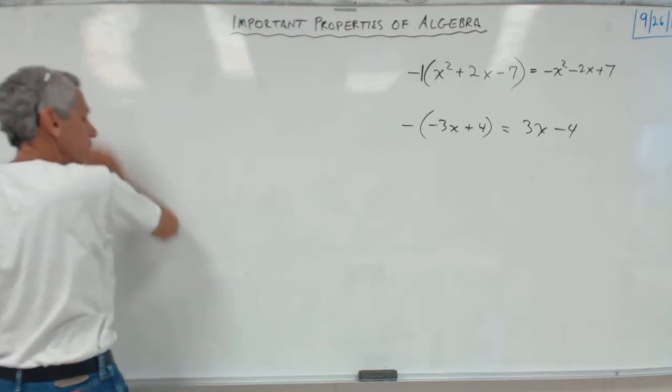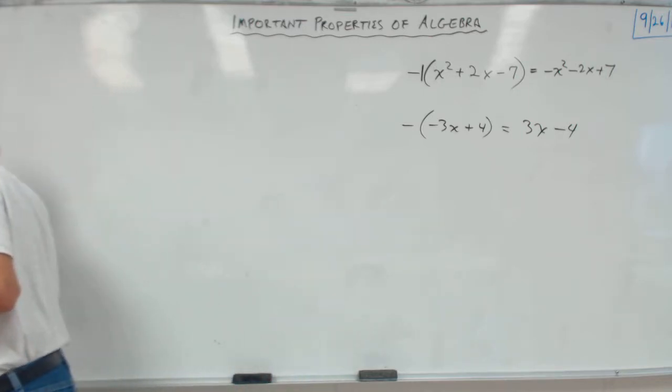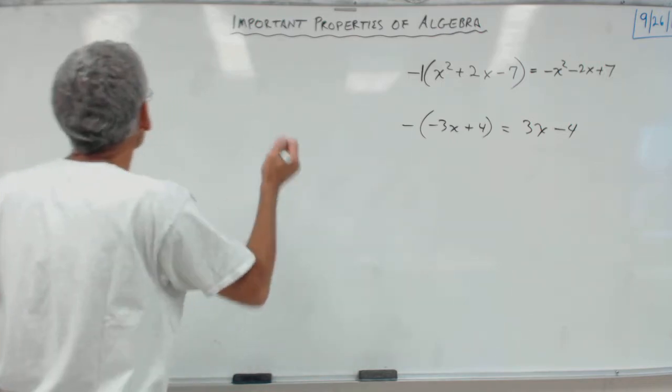All right, so now we're done with distributive property. We need to do the product. Let's see, what is it called? Product of zero property.